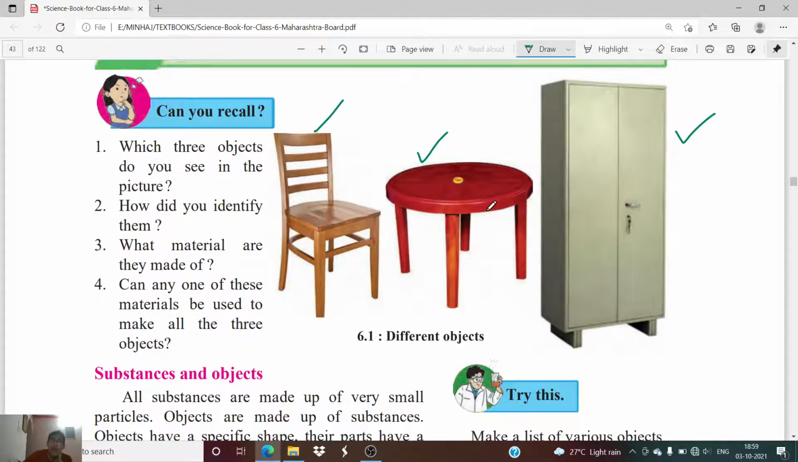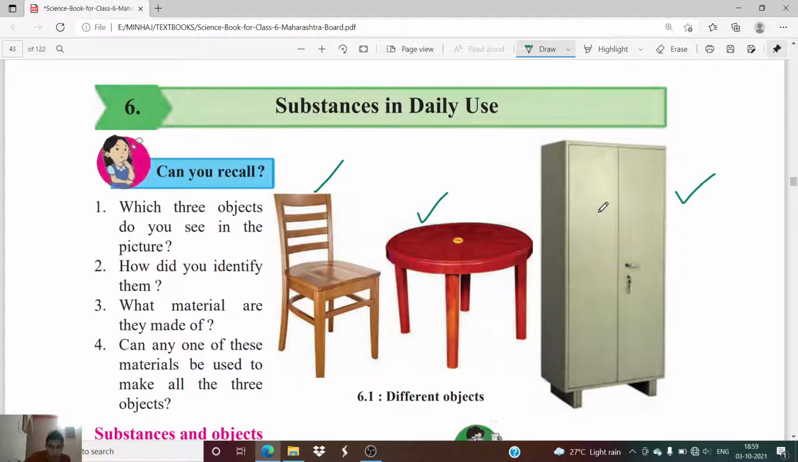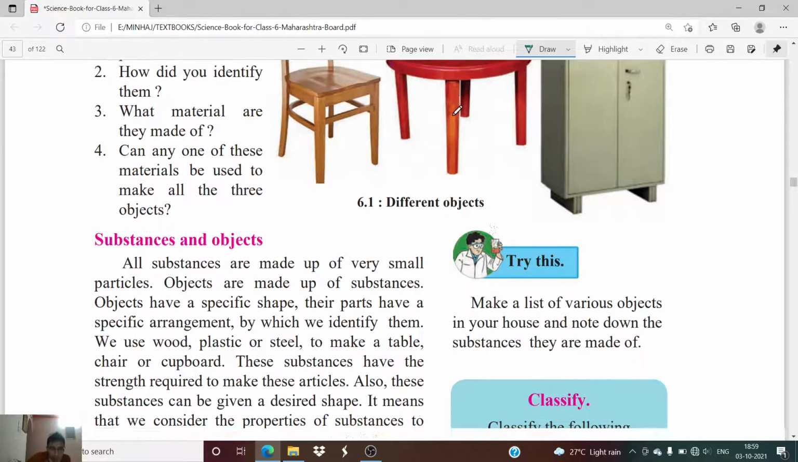Similarly, this steel. Definitely it is the strongest of all these three materials. Steel is stronger than wood and it is also stronger than plastic, so it can be used to make all these three, and it can withstand the maximum amount of load also. That means it has the maximum strength considering the wood and plastic also.